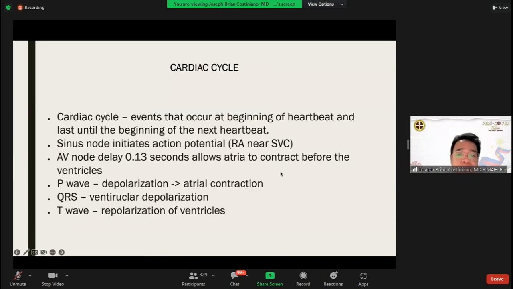Okay? Sige, let's talk about the cardiac cycle, no? Cardiac cycle: events that occur at the beginning of a heartbeat and last until the beginning of the next heartbeat. Natatandaan ko pa, tinanong yung location ng sinus node. Tapos yung question pa na yun, which seemed rather very anatomical, it actually came out in the physio, no? So, do not be phased, no?